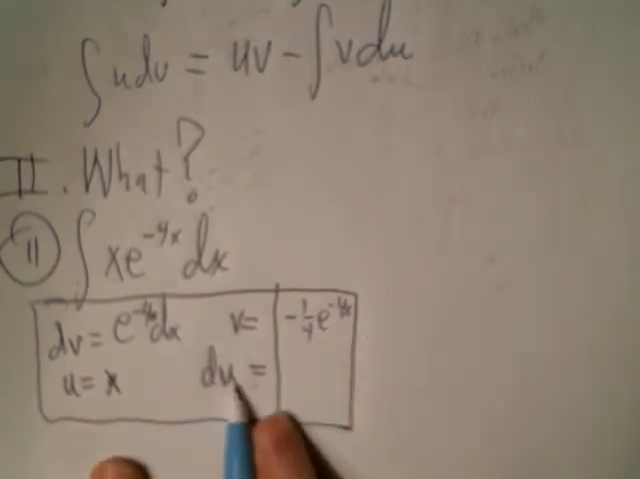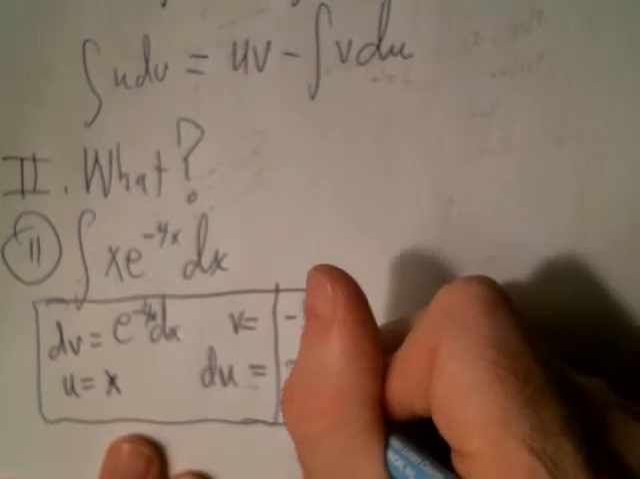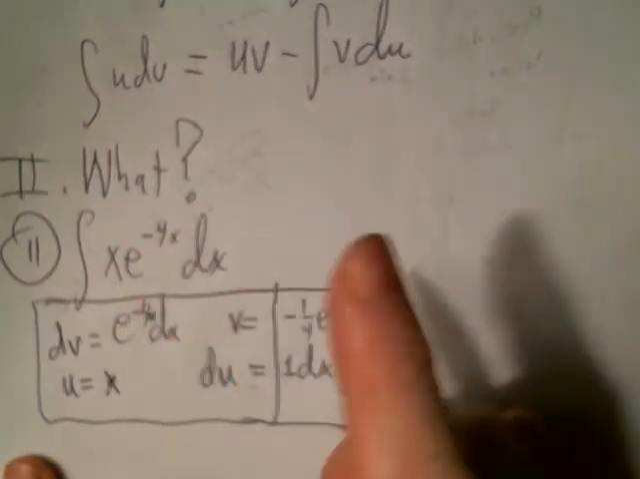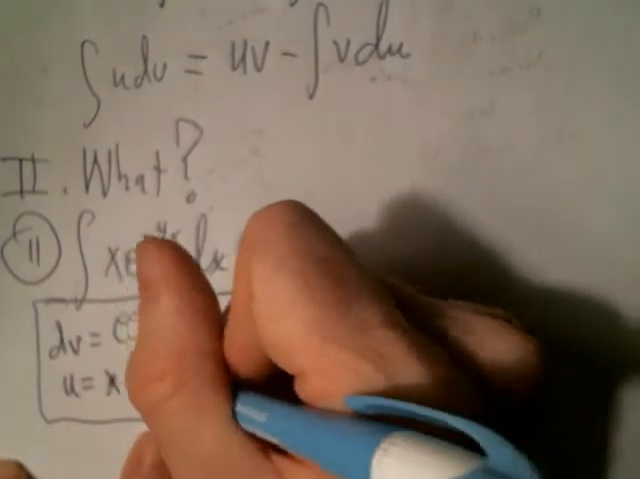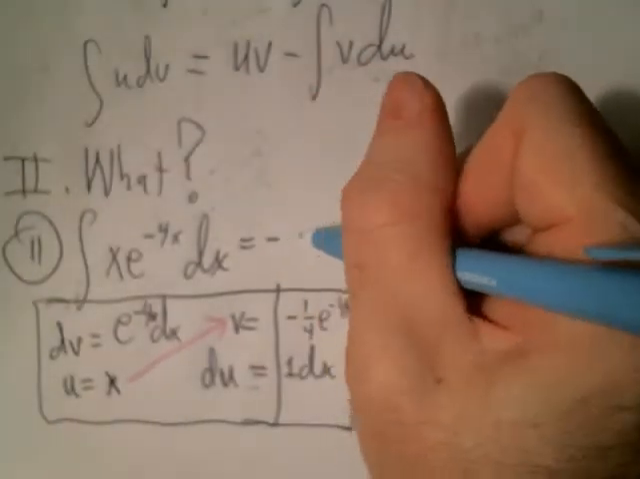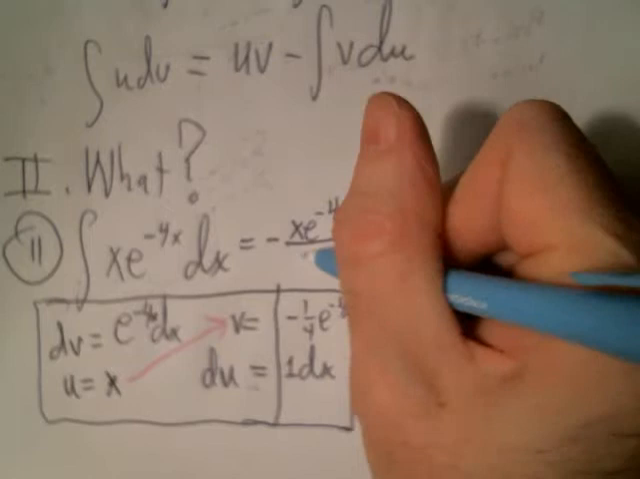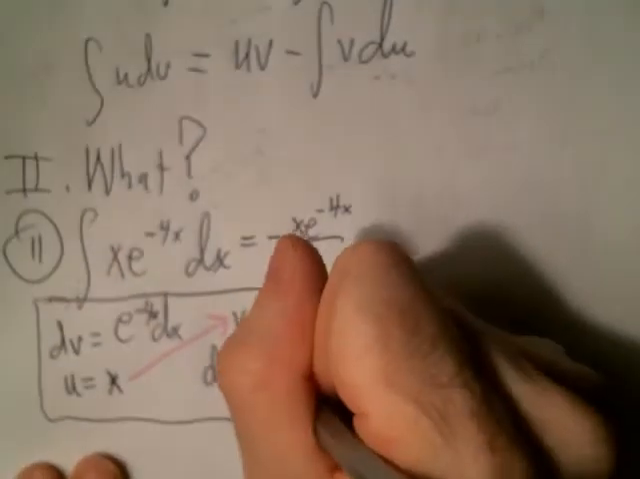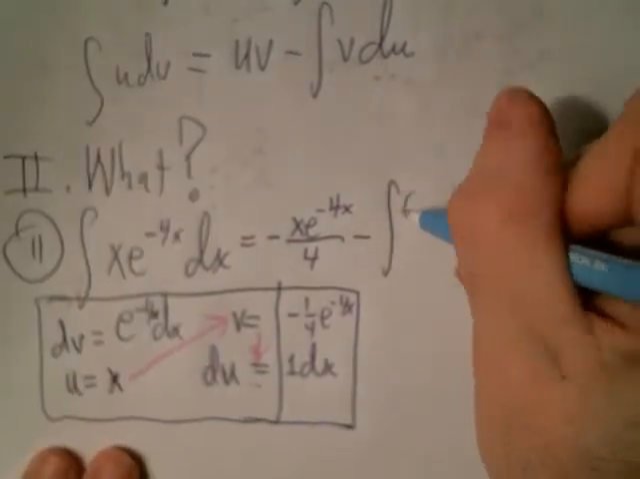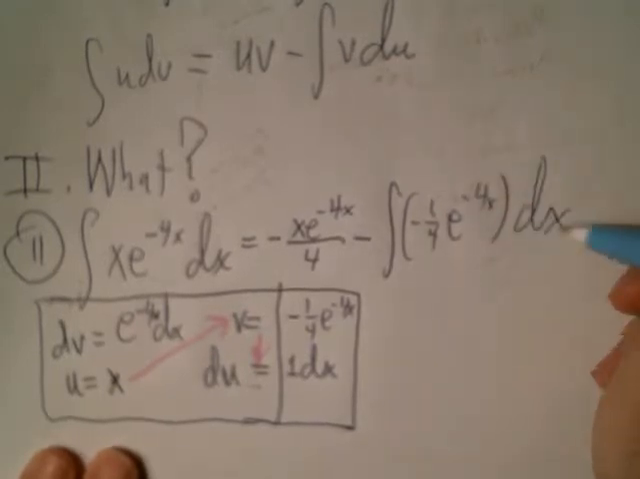Finding du is easier. You're taking derivatives, so du will be 1 dx. And then I can use my formula. The integral of u dv is equal to u times v, so it's always this times this. So I have negative x e to the negative 4x all over 4. And then you go minus this times this, the integral of it. So it's minus the integral of negative 1/4 e to the negative 4x times 1 dx.